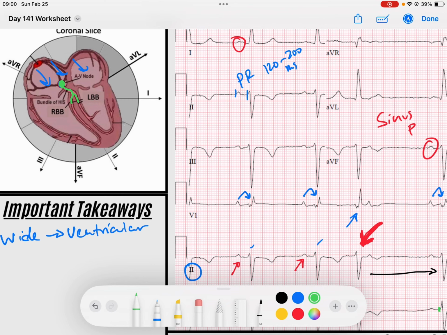aVL is greater than 11 millimeters, there might be left ventricular hypertrophy, if that R wave is greater than 11 millimeters, I'll say. And so if we see from there to there, we've got 5, 10, 13 millimeters. And so we have some criteria here that might make us think left ventricular hypertrophy. Okay. So maybe some LVH, maybe an anterior fascicular block as well.